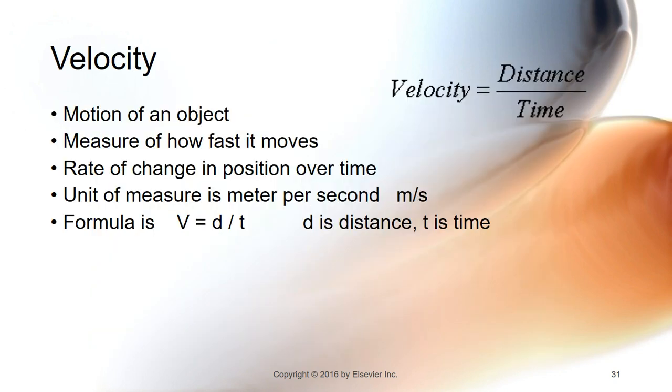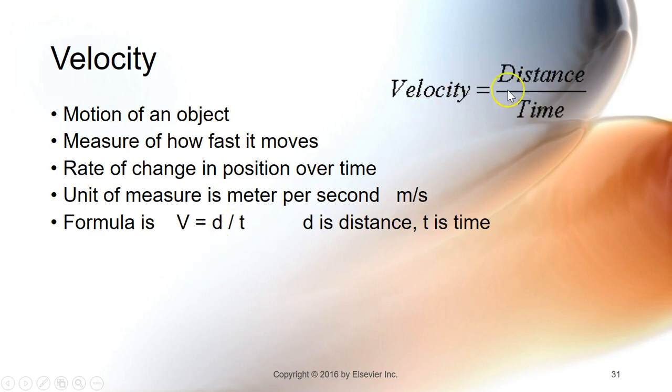So the first one we're going to talk about is velocity. Velocity is the motion of an object, and with that is equal to the distance traveled divided by the time necessary to cover that distance. So velocity, which is a big V right here, is distance, the distance it travels, divided by time, so d over t.